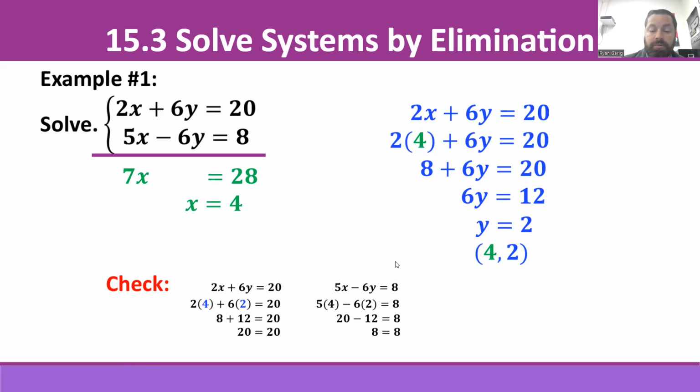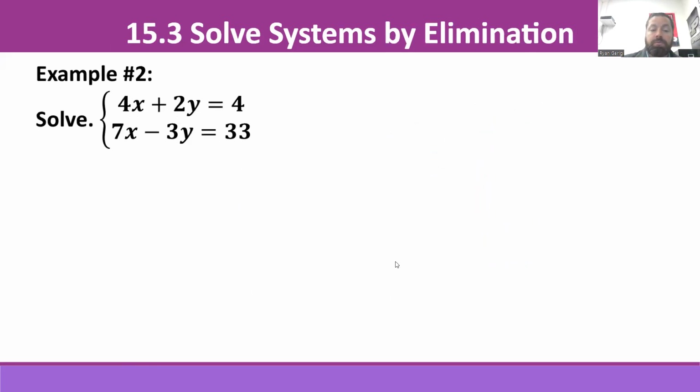They both check out. This one's a little more difficult because if I add these, nothing's going to be eliminated. 4 plus 7 is 11. 2 plus -3 is -1.